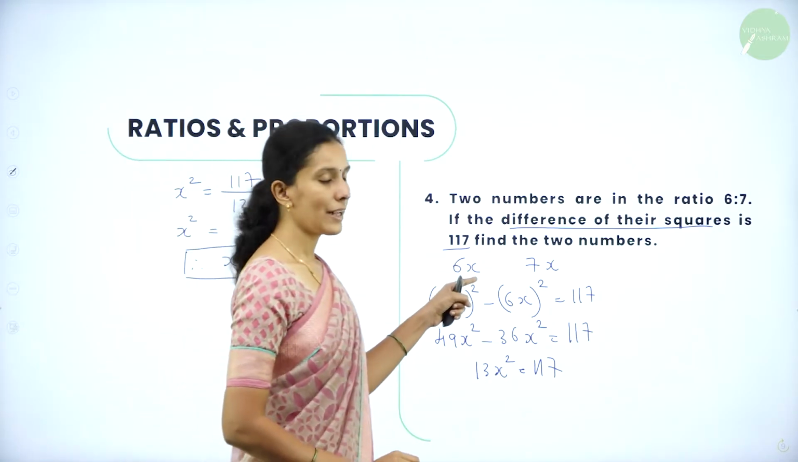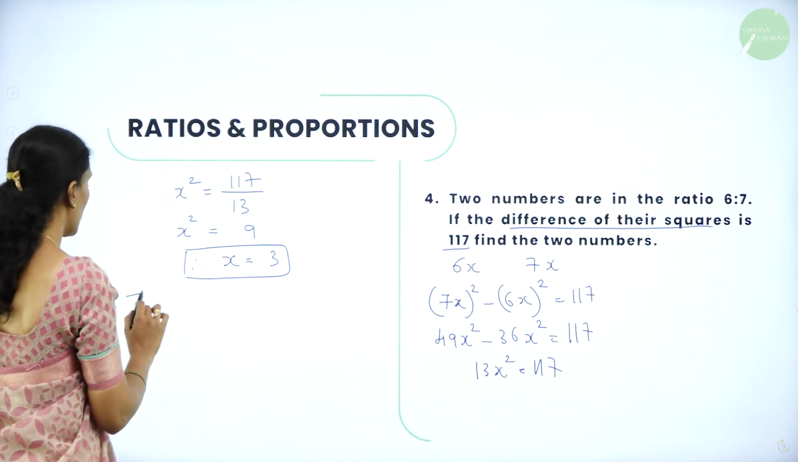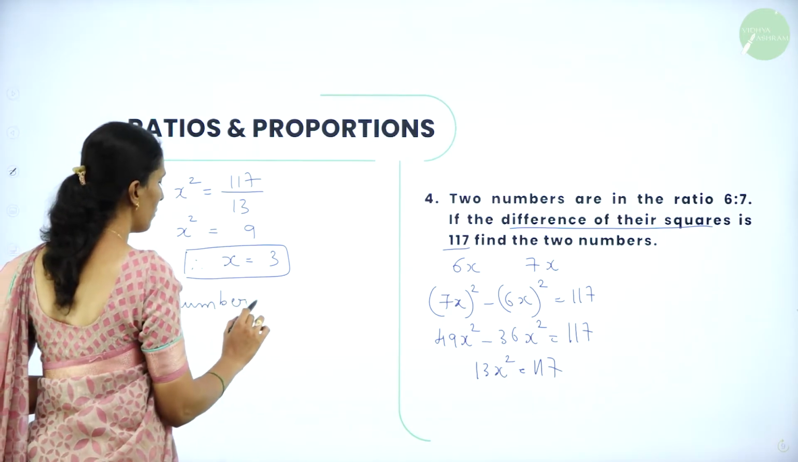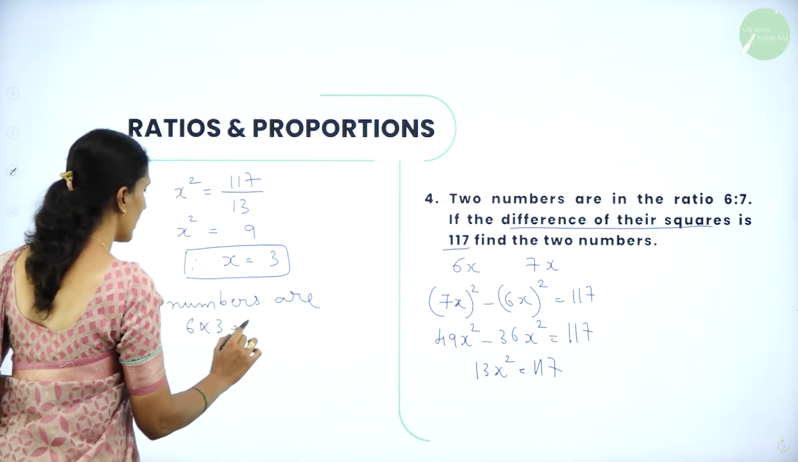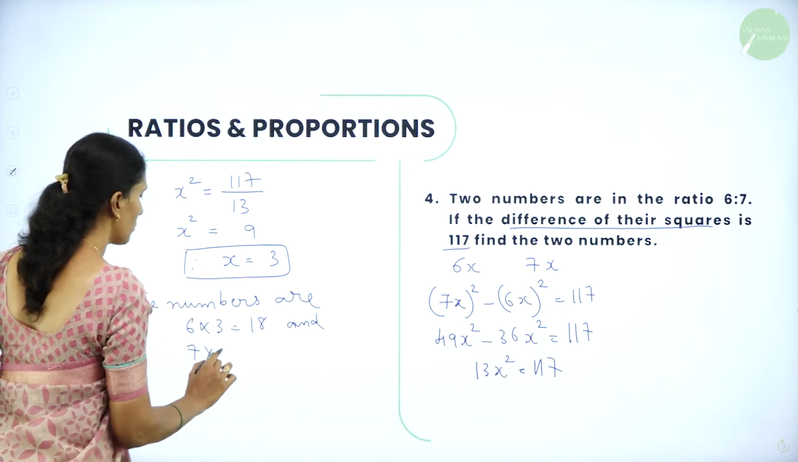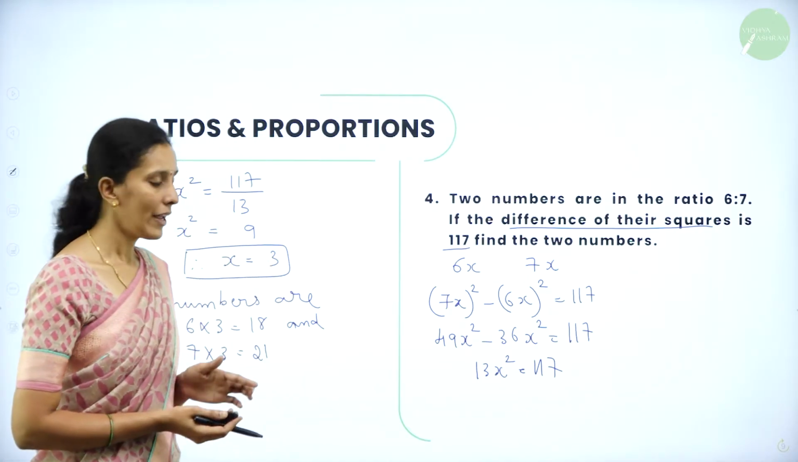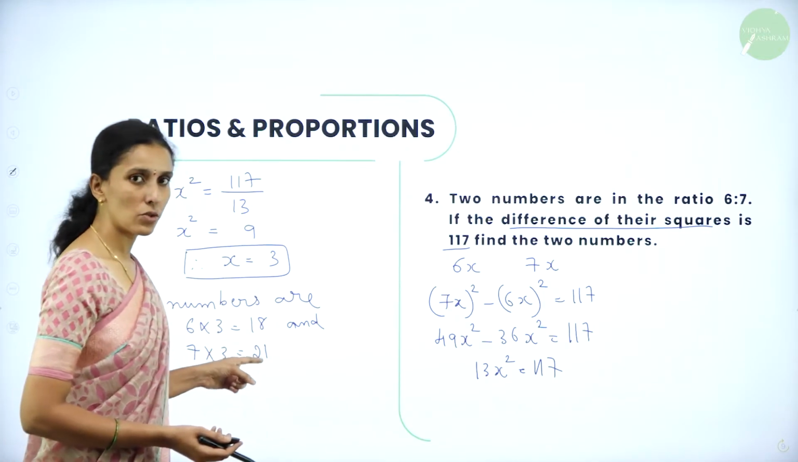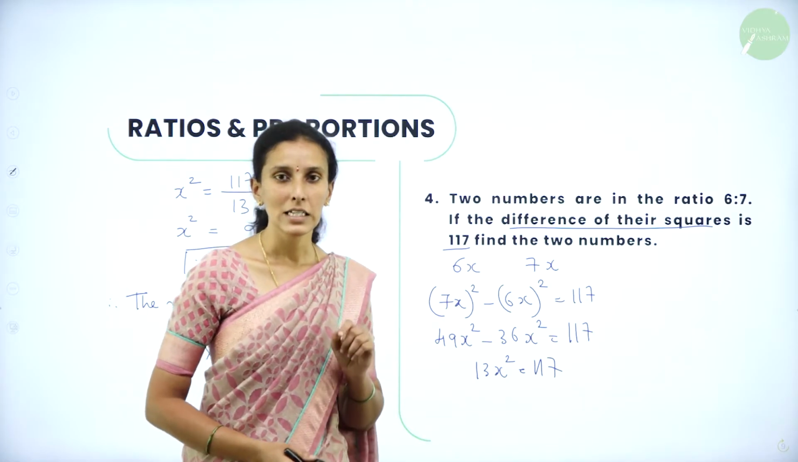Now when I multiply 3 to the given numbers, I will get the numbers. So therefore, the numbers are, one is 6 into 3, 18, and another one is 7 into 3, which is equal to 21. So you can verify by taking 21 square minus 18 square, you will get the answer as 117.